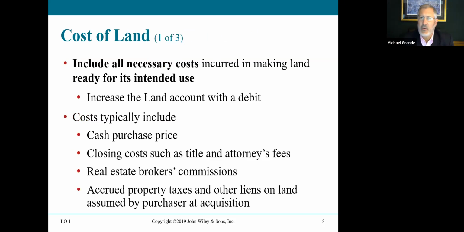Let's look at an example for cost of land. Include all necessary costs incurred in making land ready for its intended use. Increase the land account with a debit because it's an asset, right? Costs typically include the purchase price, the cash purchase price of the land. Closing costs, such as title and attorney's fees associated with the acquisition. Real estate broker's commission, again associated with the acquisition. And any accrued property taxes and other liens on land assumed by the purchaser, again, at acquisition.